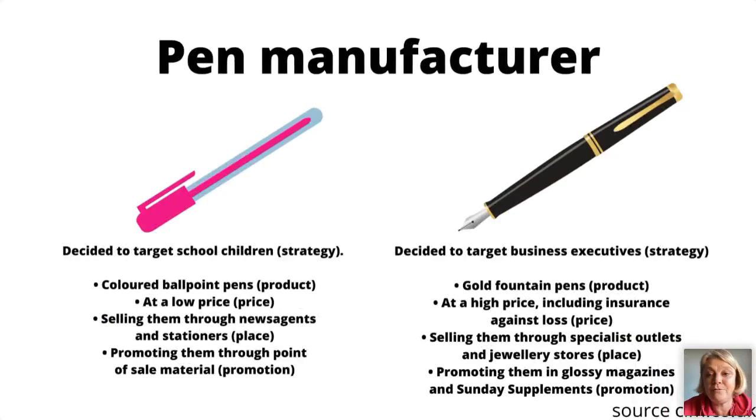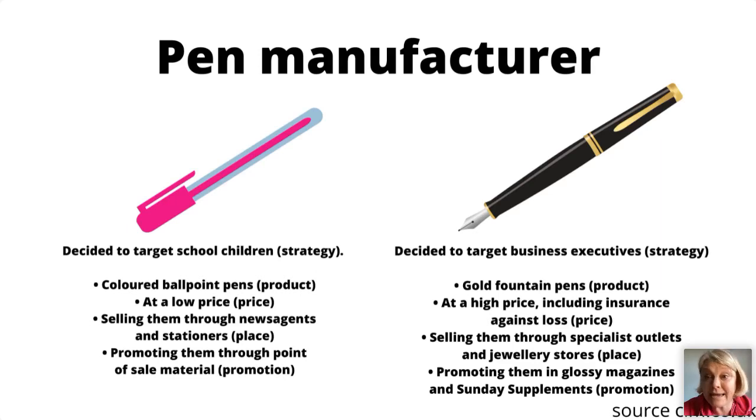Just a slightly more realistic example for you here. Let's imagine you're a pen manufacturer. If you decided to target school children, this is part of your strategy, which you would have done in your marketing planning process. You thought, right, targeting school children is what I want to do. I know that I can really match their needs with my products. You would decide to sell them perhaps coloured ballpoint pens. That's your product. You know that will be sold at a low price. You would sell them through news agents and stationers, where perhaps they go and buy their sweets and their comics, and you would promote them through point of sale material. You might have a website with funny games on for them to go and play, but that's the kind of marketing mix that you would have if you were a pen manufacturer targeting school children.